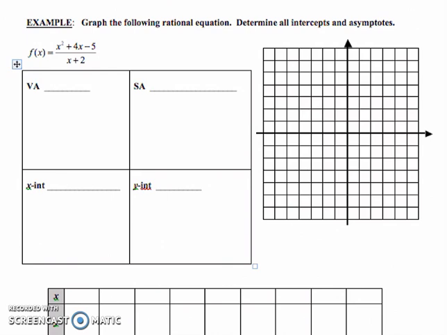All right, so we see our function. We're going to have a vertical asymptote at x equals -2, because that's what would make our denominator 0. Our x-intercepts are going to be at values that make our numerator 0. Maybe we should take a look and see if this numerator is factorable. I think that it is. See here, two numbers that multiply to make -5 and add to make +4. How about +5 and -1?